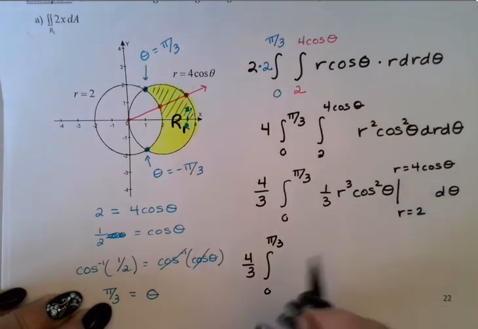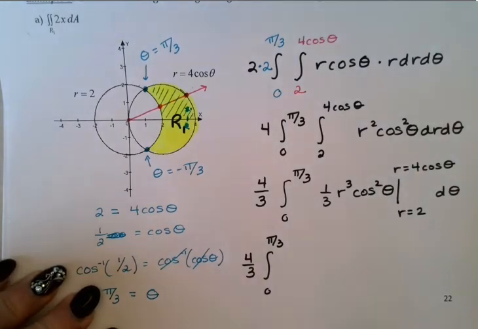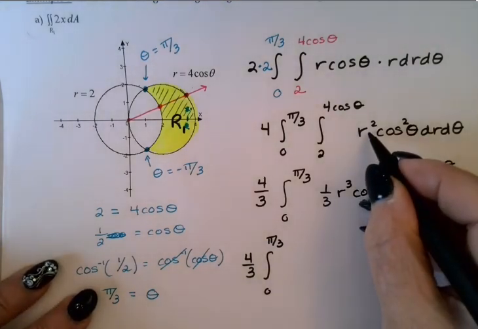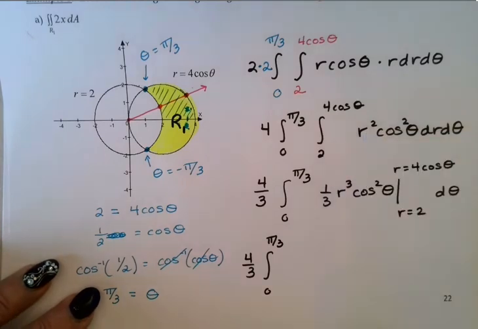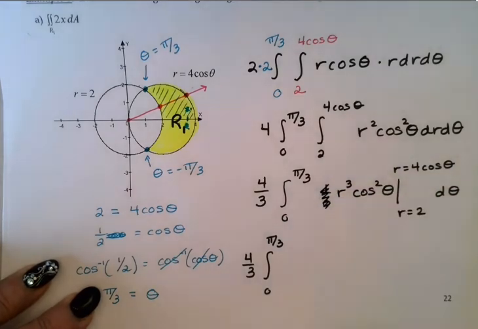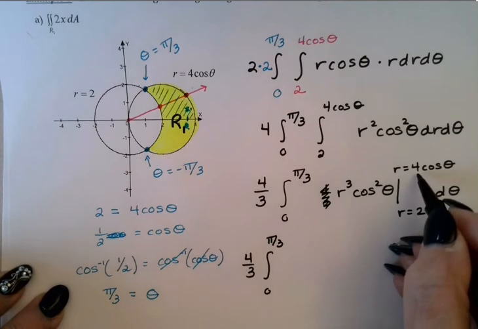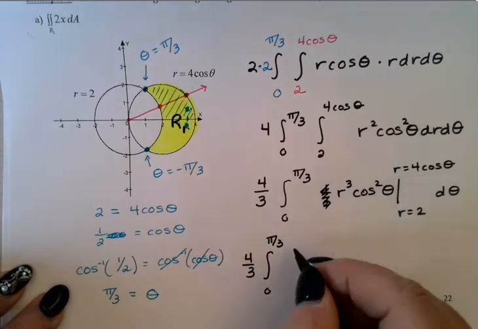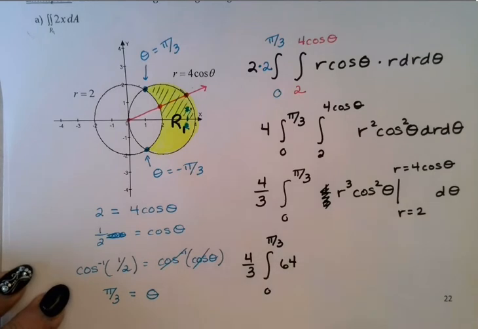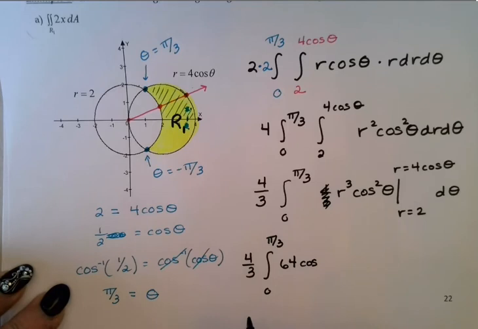Plugging in the 4 cos theta, I'm going to get, oh, I'm sorry. Let me fix that right now. I said the integral here was 1/3 r cubed, but I actually accidentally put my 1/3 in twice, didn't I? The 1/3 I had already pulled out there, so I don't need it in here anymore. All right, r cubed. That's going to be 64. And then I'll have a, boy, I'm not doing very well on this problem. I am so sorry, you guys.